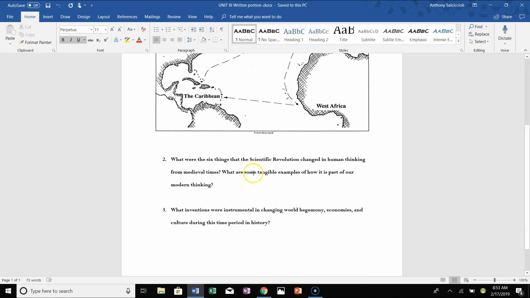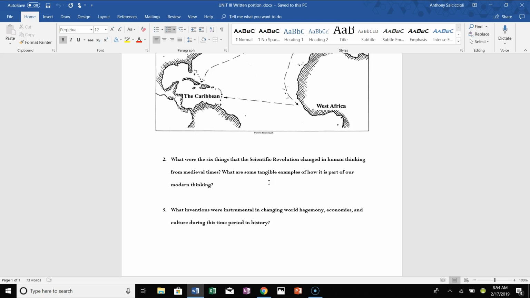Now, number two, the 6 things that the scientific revolution changed in human thinking from medieval times. So there were 6 things. Now, here's the thing I'm asking people to do, some tangible examples. Okay, what are some tangible, real-life examples? So, number 1, independent reasoning, skepticism. That's the first thing. Thinking for yourself, essentially. Now, a tangible example would be disagreeing with me in class, which I encourage. That's an example of it.